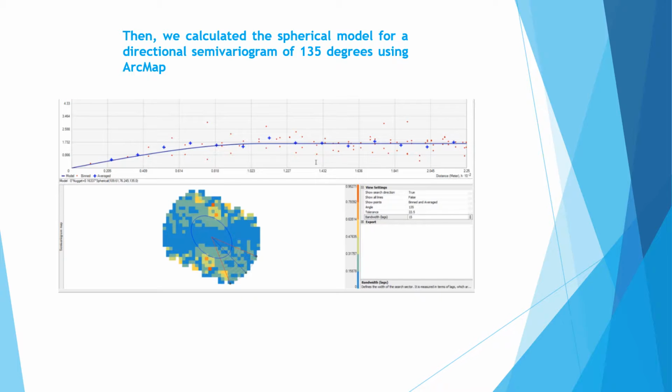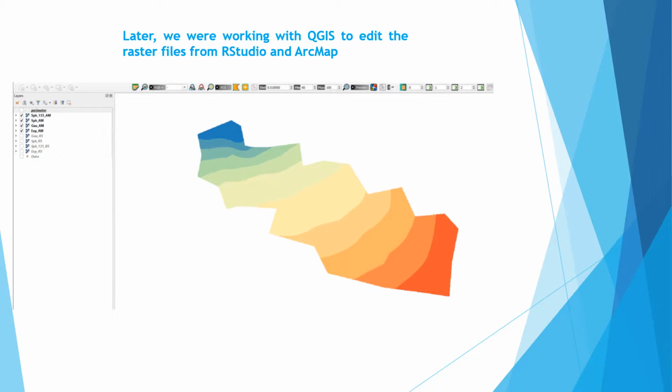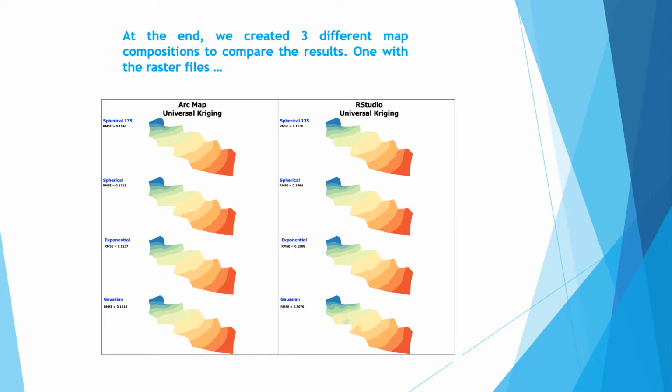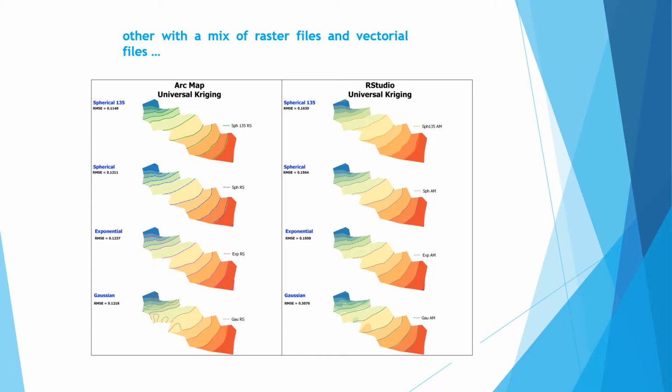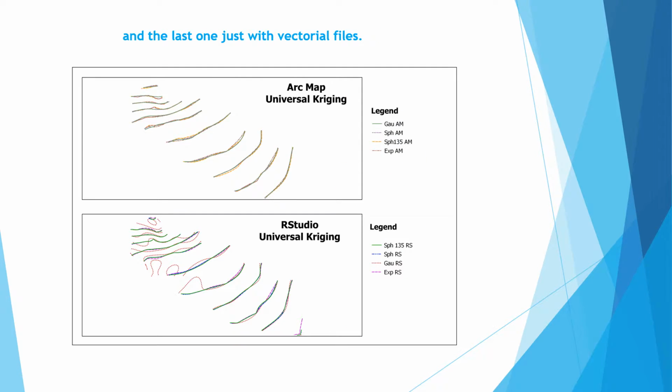Then we calculated the spherical model for a directional semivariogram of 135 degrees using ArcMap. Later, we worked with QuantumGIS to edit the raster files from RStudio and ArcMap. At the end, we created 3 different map compositions to compare the results: one with the raster files, another with a mix of raster files and vectorial files, and the last one just with vectorial files. Remember that if you missed that video, you can hit the card located at the top right corner of your screen.